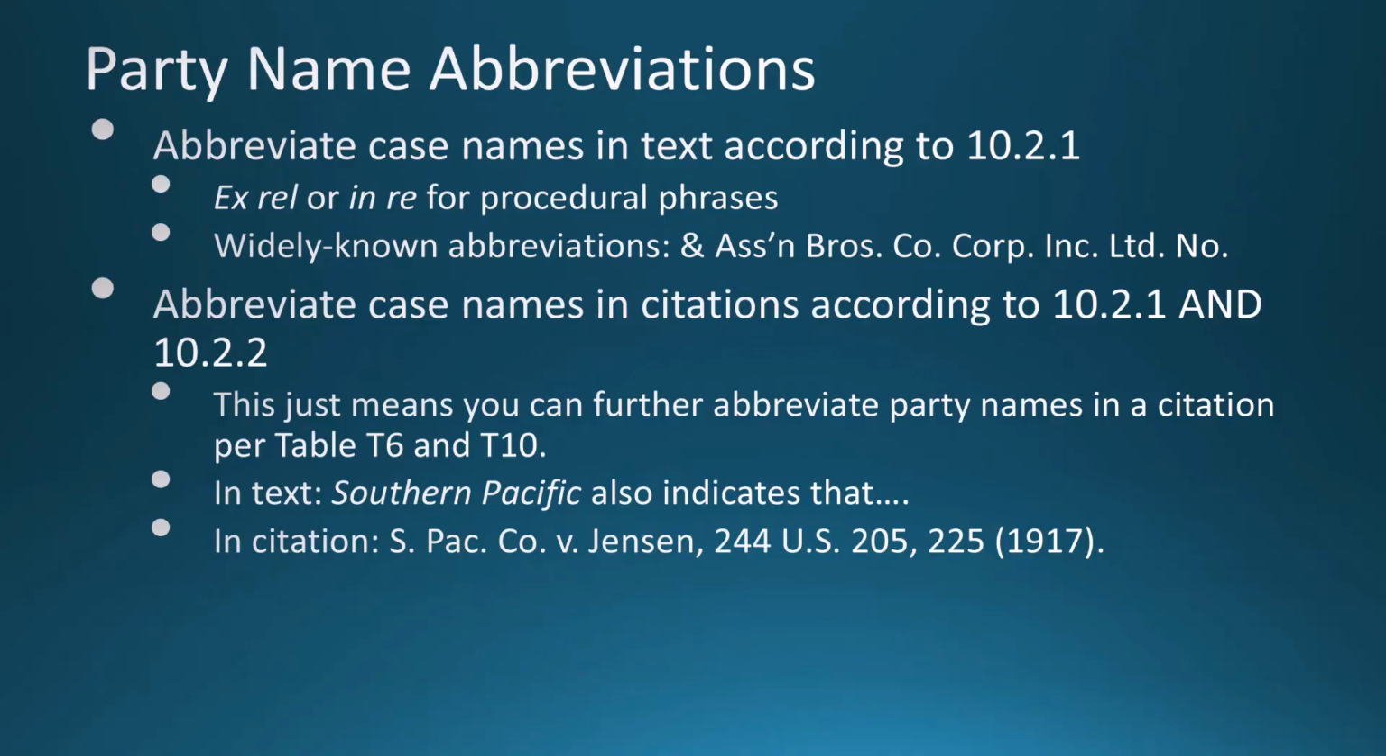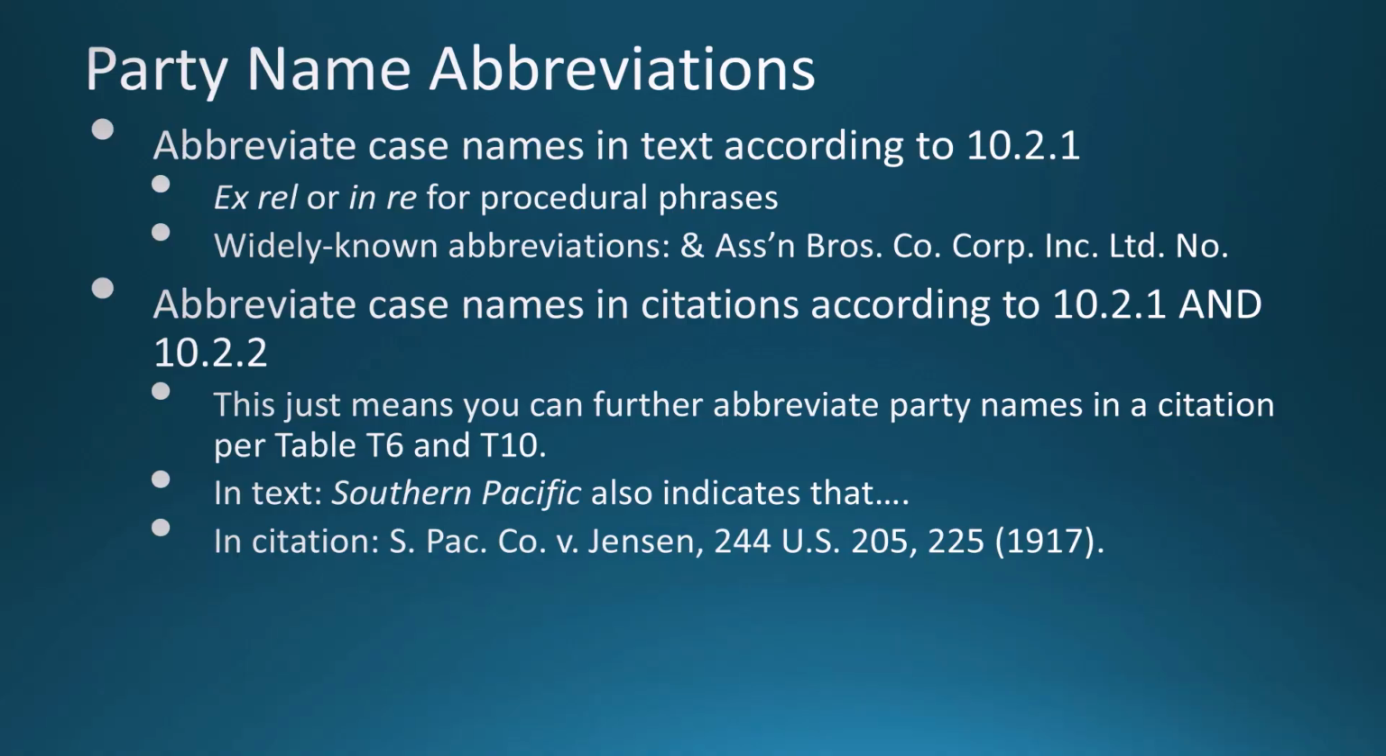The basic format of party names is easy if you have two individuals in a suit. Just use the last name of the first listed party on each side. It gets a little more complicated if the parties are some other form of entity. Take a look at Rules 10.2.1 and 10.2.2. It seems complicated, but generally, you want to only use common abbreviations in the text of your memo or brief, then use more abbreviations in the actual citations.